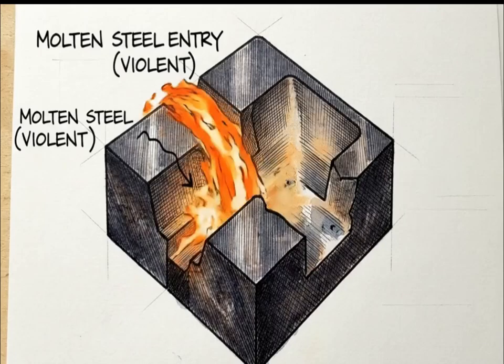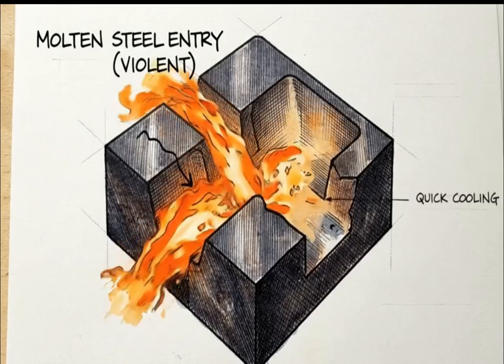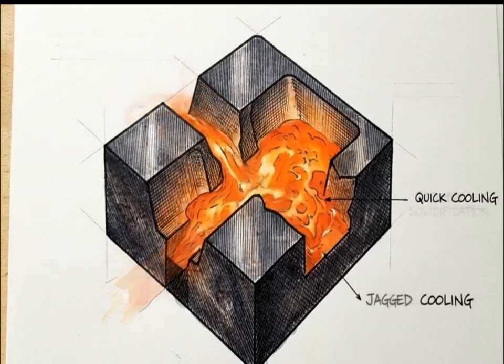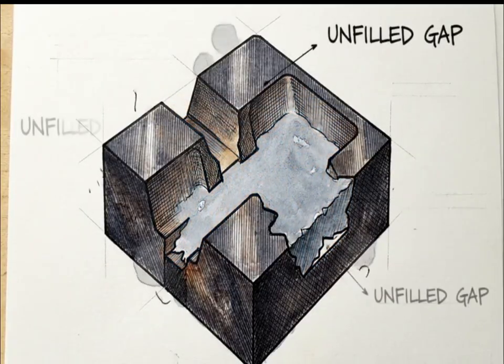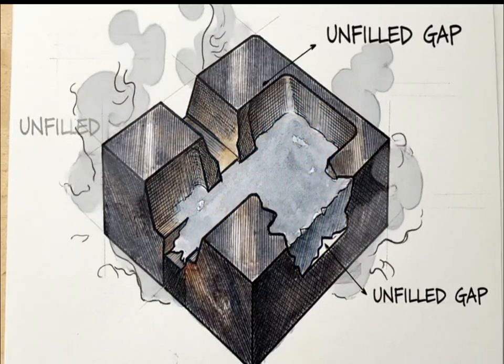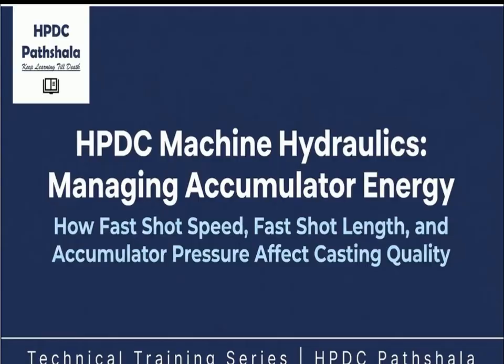When injection pressure suddenly collapses mid-stroke, molten metal freezes before it can fill the cavity. The result is an immediate catastrophic cold shut. This module addresses the engineering mechanics of high-pressure die casting hydraulics, specifically the management of accumulator energy.